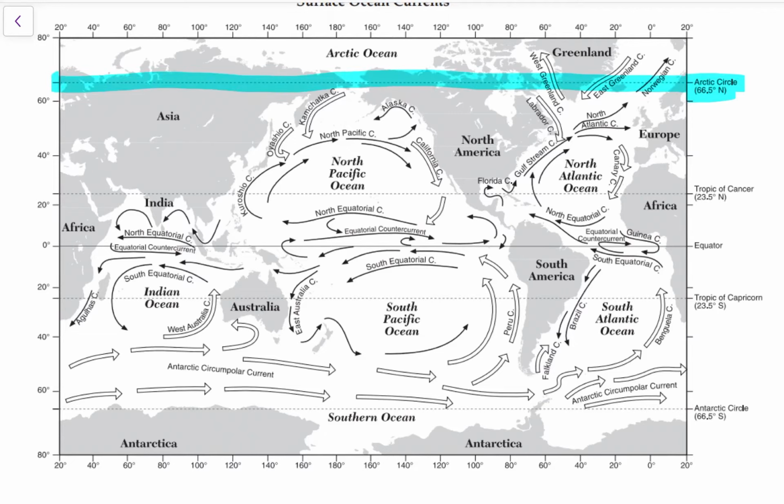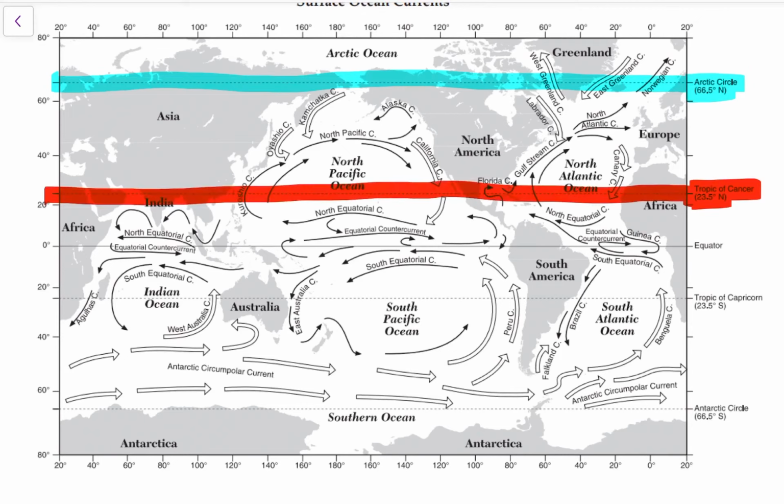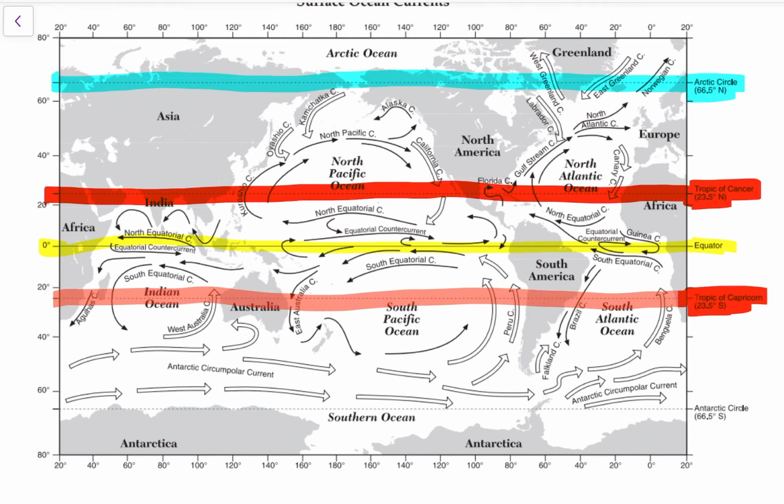at 66.5 degrees north. Then we have the Tropic of Cancer at 23.5 degrees north, and this dotted line signifies the Tropic of Cancer. We have our equator at 0 degrees. Then we have the Tropic of Capricorn at 23.5 degrees south, and that goes all the way across. And then lastly, I have the Antarctic Circle at 66.5 degrees south, and that also goes all the way across.